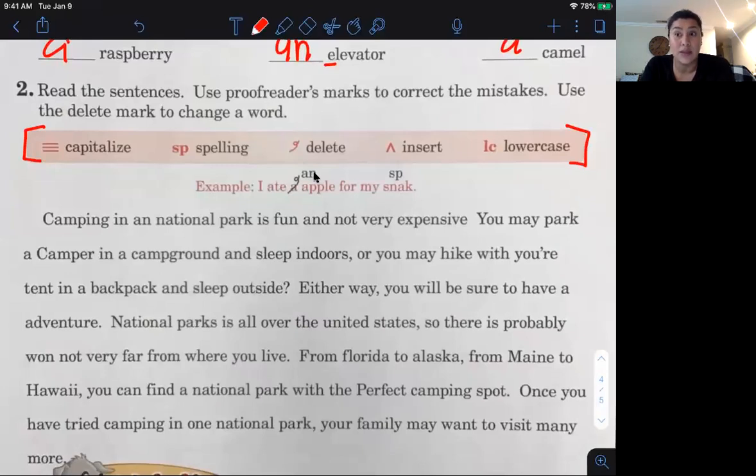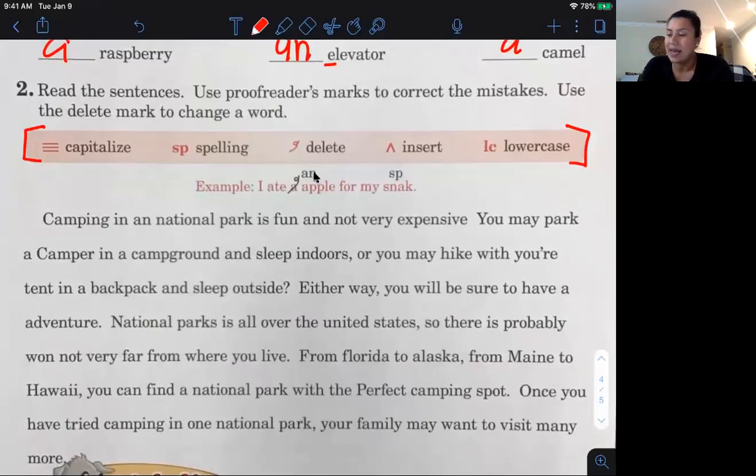This is a pretty long paragraph here. Let me count on my answer book really quick. Give me just a second. 4, 5, 6, 7, 8, 9, 10, 11, 12, 13. There are 13 mistakes we're looking for. Are you ready? Okay, let's do this.